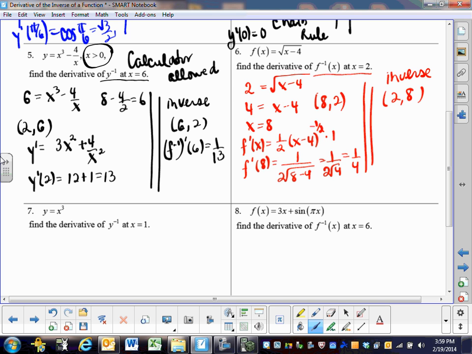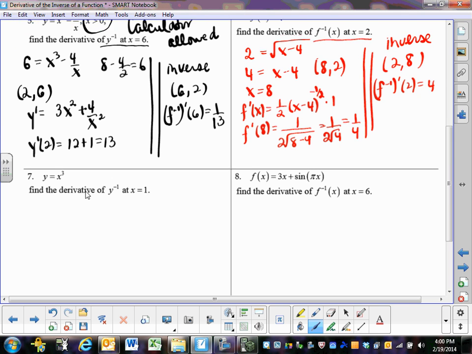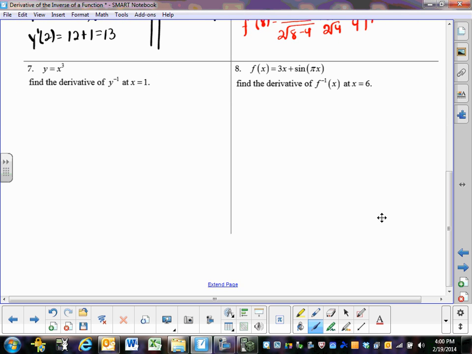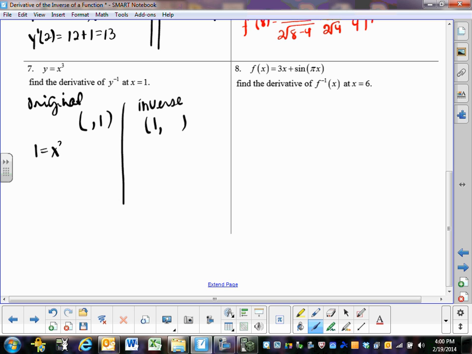So the inverse is 2. That means that the inverse point has x equal to 2. So that means that y equals 2 on the original function. So if I square both sides, I get 4. If I add 4 to both sides, I get x equals 8. So the original point is x equal to 8, y equal to 2. The inverse point is x equal to 2, y equal to 8.